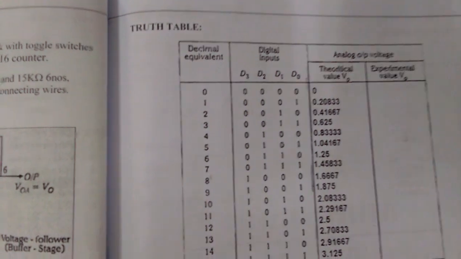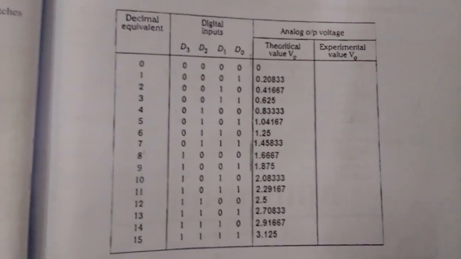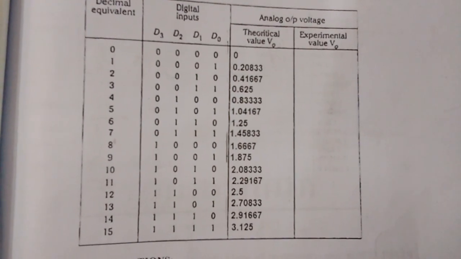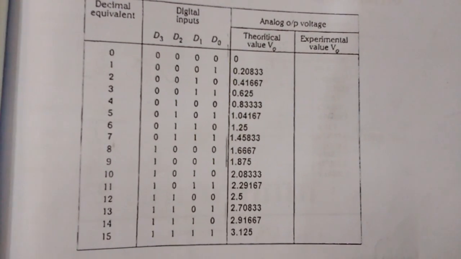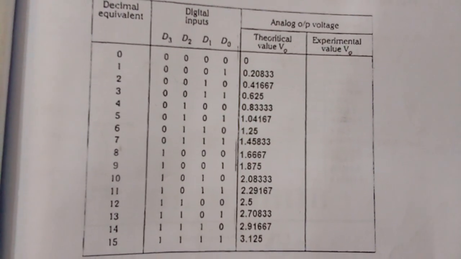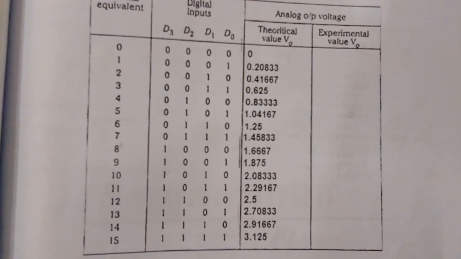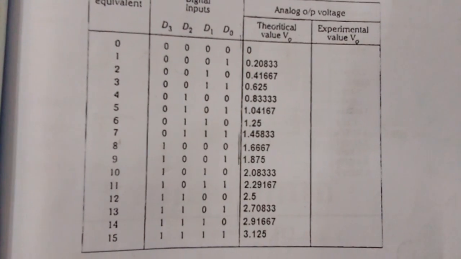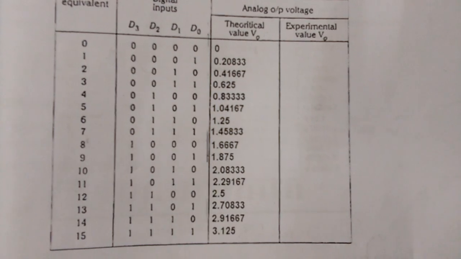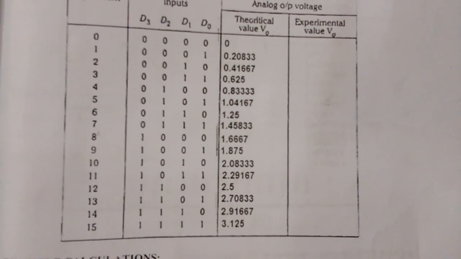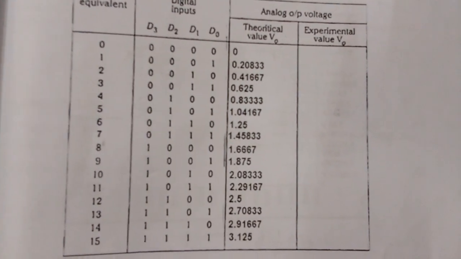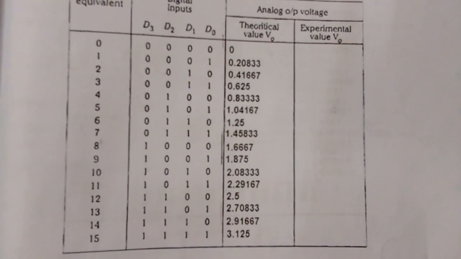Now, I am showing you the tabular column where all the 4 combinations are given with the output voltage, the analog output voltage. The values that you are observing in one column, that is the theoretical value V naught, is the theoretical analog output voltage for this combination. Our job is to find out the experimental value of analog output voltage, and we have to compare the theoretical value with the obtained experimental value.